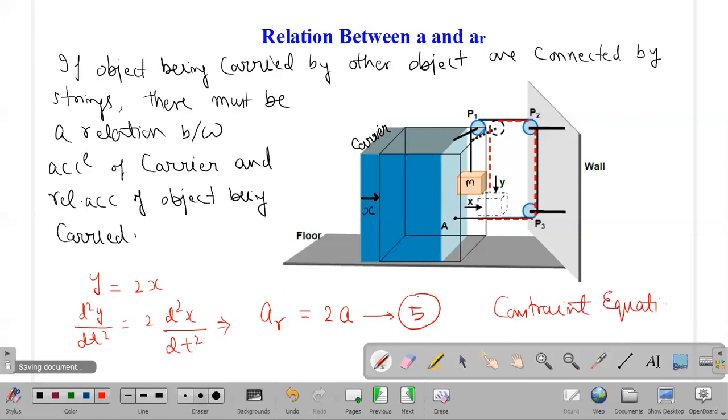So not only for this question, for any other question, just remember this point. If you find any object is being carried by some other object, and the object being carried is connected to the carrier by some sort of a string and pulley arrangement, just remember the problem cannot be solved until you write the constraint equations. You can never solve this question without them.